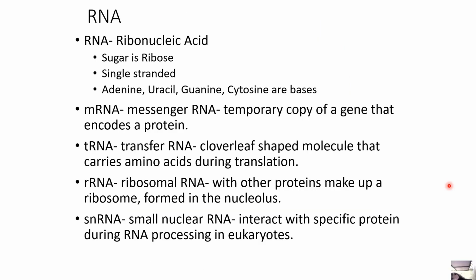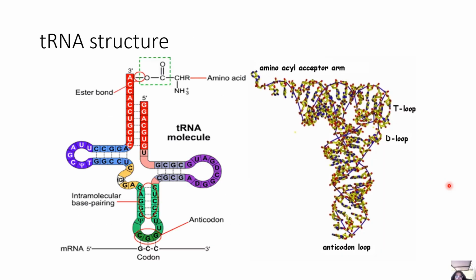Now, the sugar is ribose, RNA is single-stranded, and the bases include uracil, adenine, guanine and cytosine. mRNA, messenger RNA, is a temporary copy of a gene that encodes a protein. tRNA is transfer RNA, a globular-shaped molecule that carries amino acids in translation. rRNA is ribosomal RNA, which with proteins makes up a ribosome and is formed in the nucleolus. snRNA is small nuclear RNA, which interacts with specific proteins during RNA processing in eukaryotes. This is the tRNA structure, this is the anticodon loop, and the intramolecular base pairing, etc.